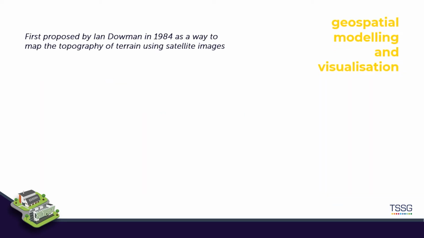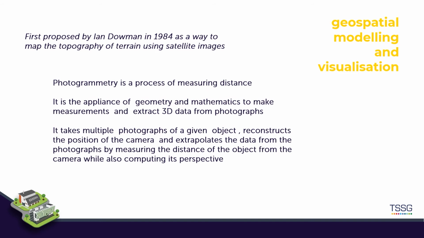The technology of photogrammetry has been around for quite some time. Ian Dowman first proposed it in 1984 as a way to map topography of terrain using satellite images and satellite data. Photogrammetry is basically the process of measuring distance. It is the application of geometry and mathematics to make measurements and extract 3D data from photographs. So it essentially takes photographs of an image and recreates what's in the image in geometry form.